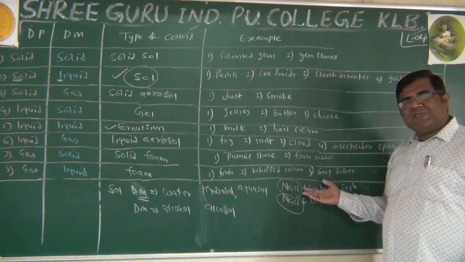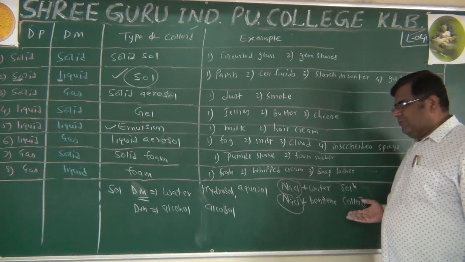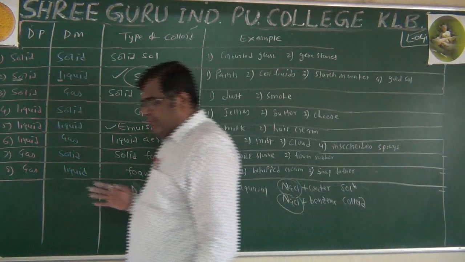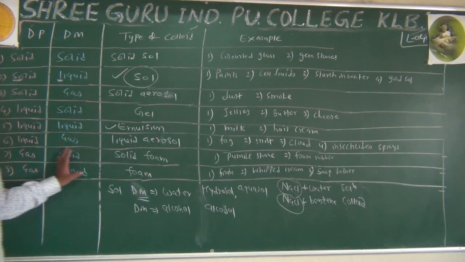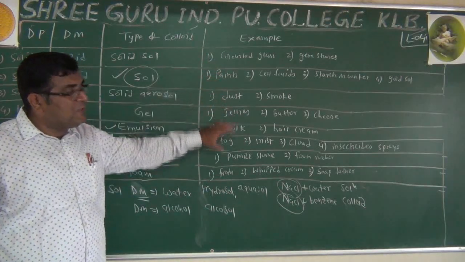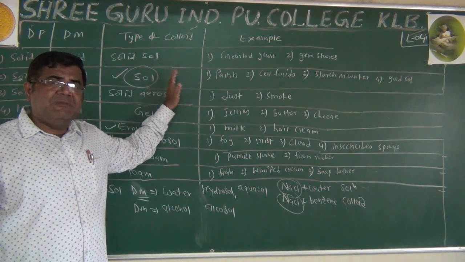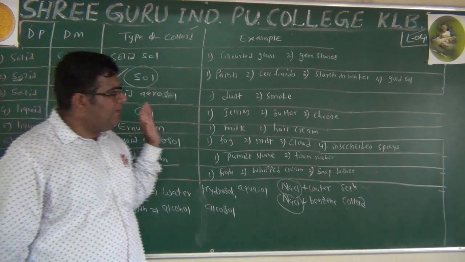The examples are before us: sodium chloride, water solution, benzene, colloid. So this is the first classification we have done. You have to remember this table. If I write these examples randomly, then also you should be able to know in which physical state the DP and DM are present and what type of colloid it is.